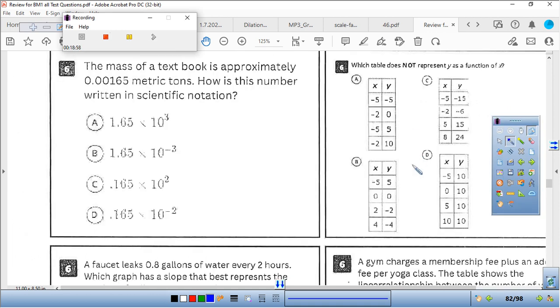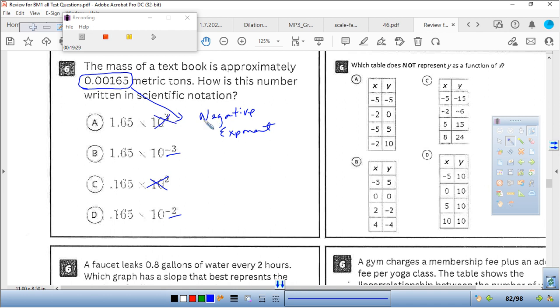So on this one here, it's going to ask you about scientific notation. The mass of the textbook is approximately 0.00165 metric tons. How is the number written in scientific notation? On this number, all of y'all should know, since it's a very small number, you're going to have a negative exponent. When it's a negative exponent, it's going to be this one or this one. So this one's out, and this one's out.